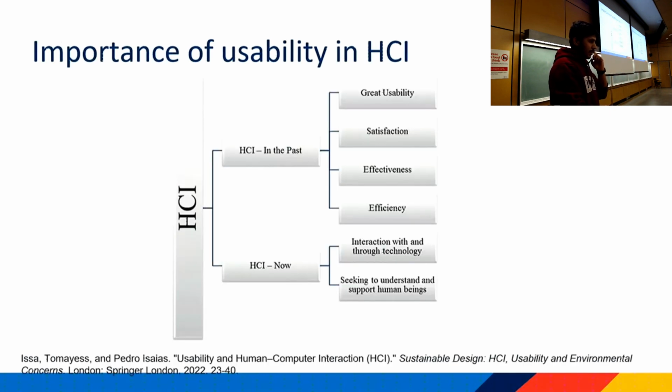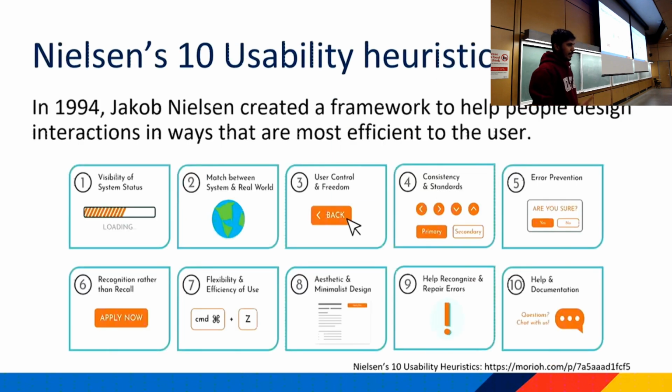Importance of usability heuristics in HCI. You can see this image from a research paper published in 2022. It says that in the past HCI was focusing on all those things, but nowadays HCI and usability heuristics are focusing on interaction with and through technology, and seeking to understand and support human beings, humankind. Here are the 10 usability heuristics proposed by Jakob Nielsen in 1994.